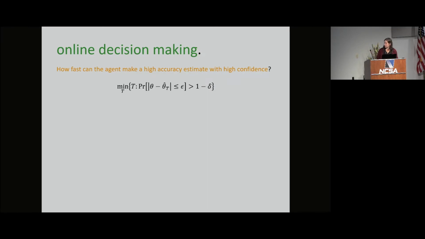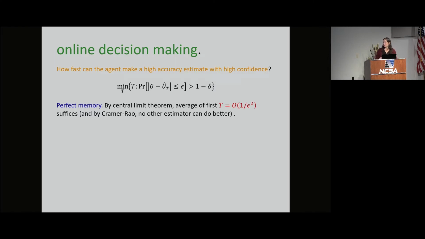And so that's the question that I'm going to introduce now. If the agent had perfect memory, or they could take averages, then they would just want to wait something like 1 over epsilon squared steps to get an estimate that's close to the true mean, and that's by the central limit theorem, and you can also show that you can't do better than that. So with perfect memory, you need to wait something like 1 over epsilon squared steps until you can make a guess.